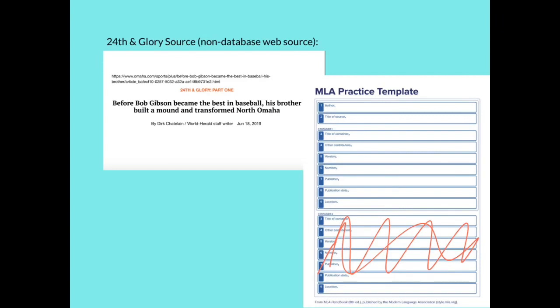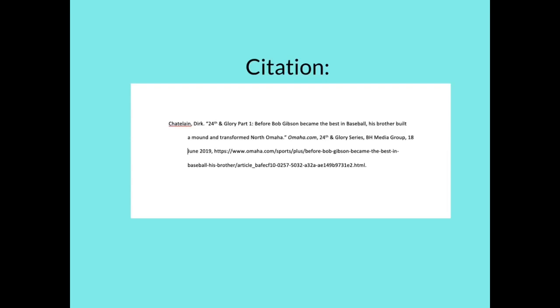So in the end, here's what I've ended up with. I've put this in proper format with a hanging indent, but I've just put this information in the order that MLA style requested it. I had the author name, I had the article name, and I went with the long version of the title. I had the container name, the publication name. I elected to give extra information that it was part of the 24th and Glory series. It's noteworthy that the Omaha World Herald's publisher is BH Media Group, Berkshire Hathaway Media Group. And then I gave the date that it was published.